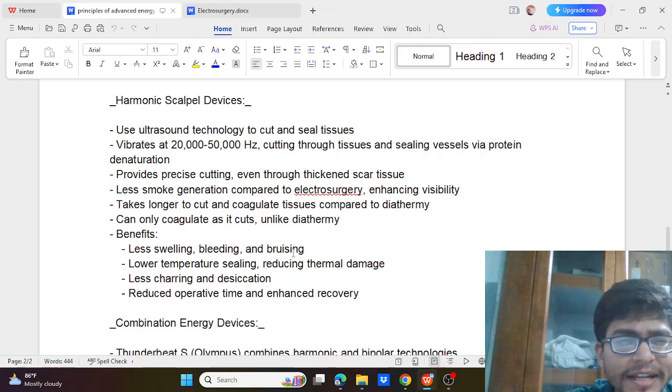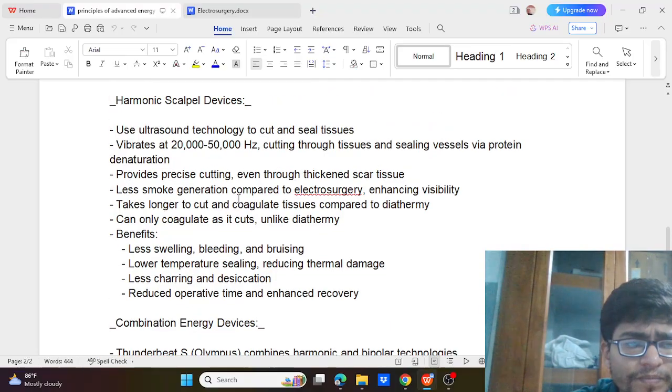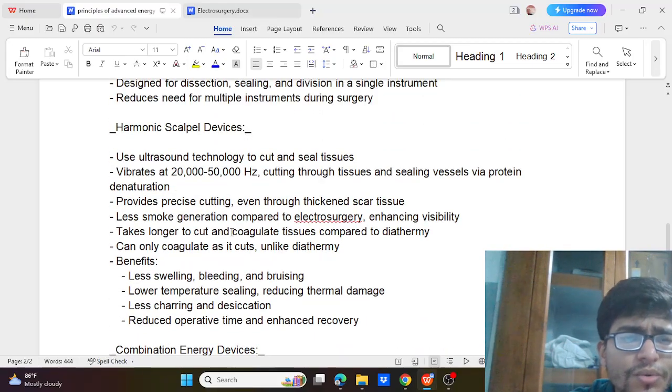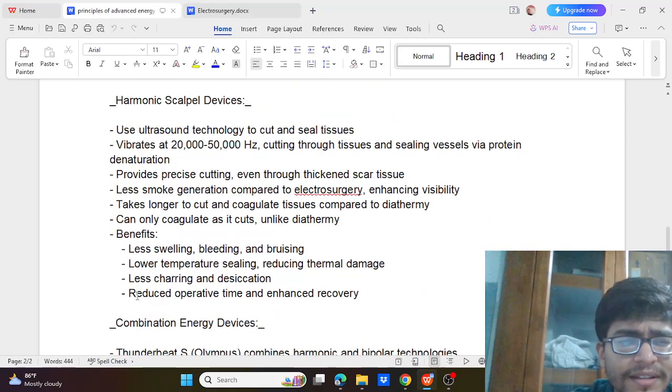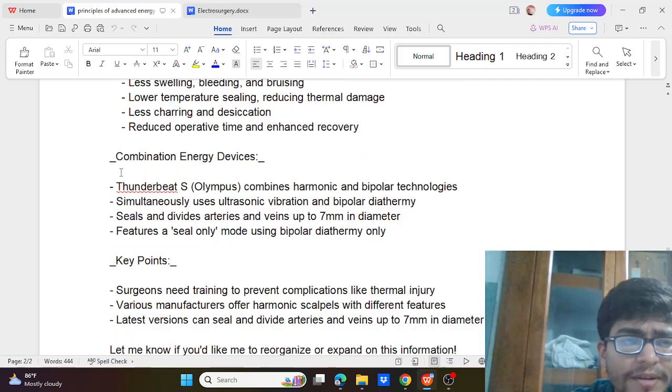Benefit is less swelling and bleeding, so better recovery. Lower temperature in sealing, causing less tissue damage, less thermal damage, less charring and desiccation, as we have seen. Reduced operative time and enhanced recovery. So reduced operative time is controversial in comparison to some of the other techniques, but it takes more energy at a time in comparison to the electrocautery, that is the bipolar or monopolar.